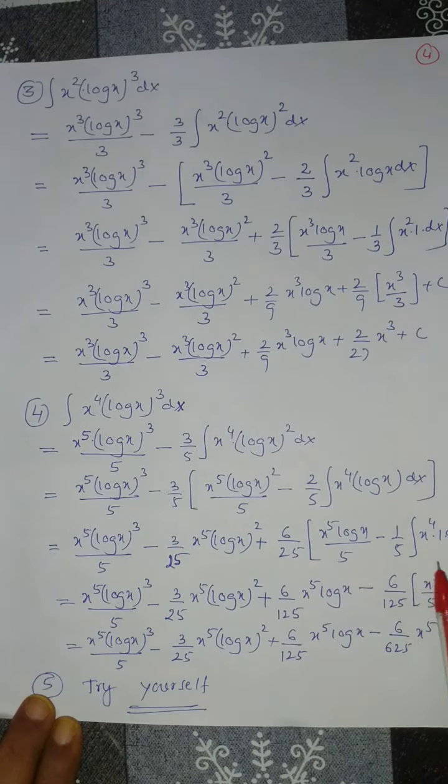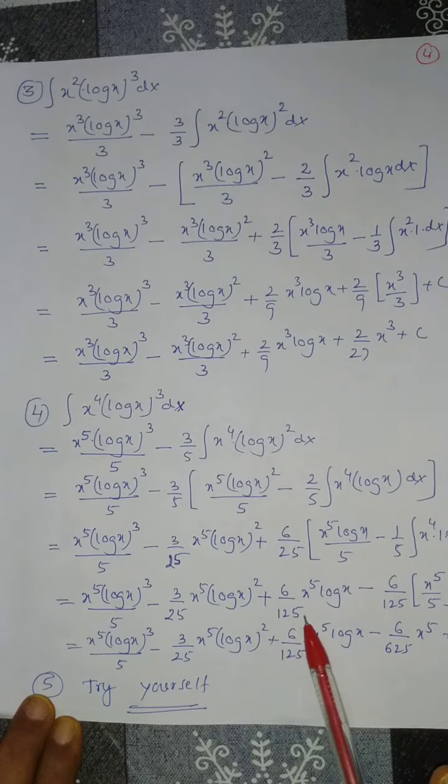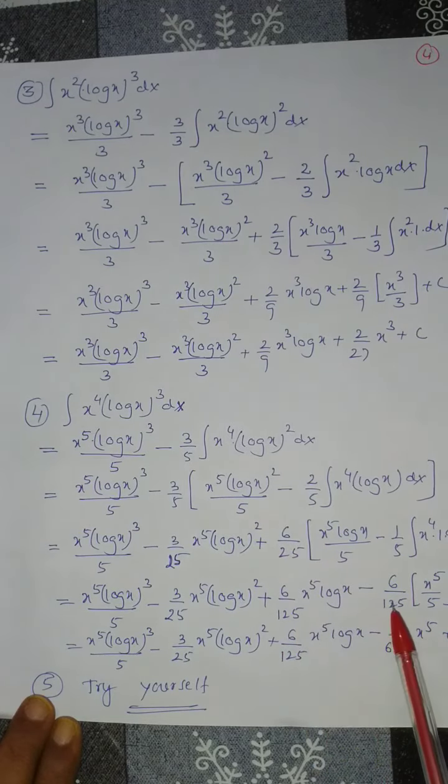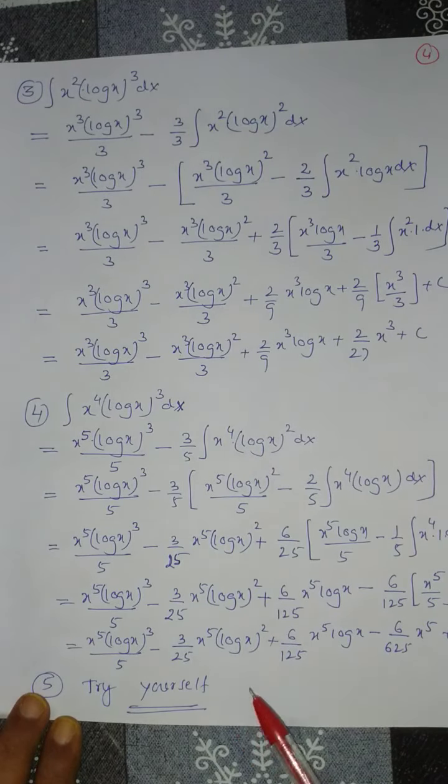So this is how I am simplifying. Again remove the bracket. 6 by 25 into 5 is 125, 1 by 5 into 6 by 25 is 6 by 125. So this is again 125 into 5 is 625. The last one you try. So let me stop now. We'll continue in the next class.